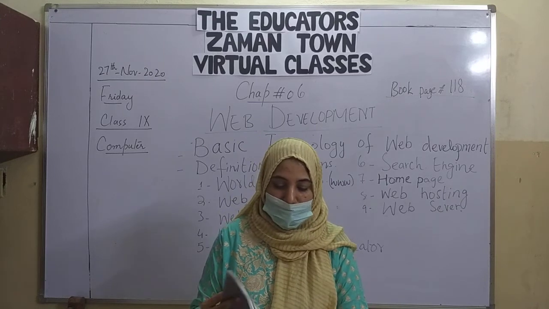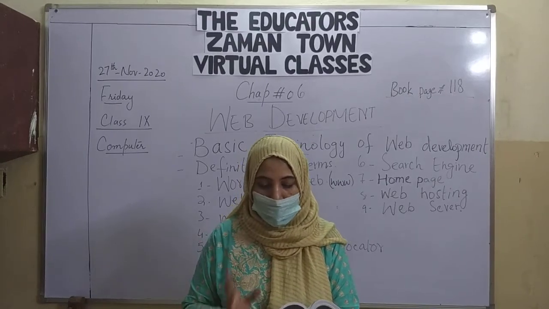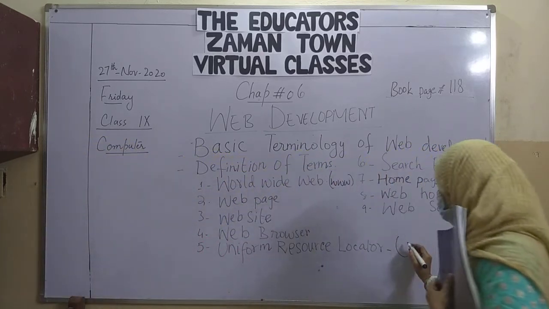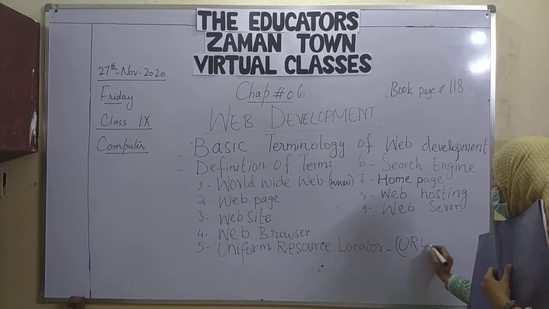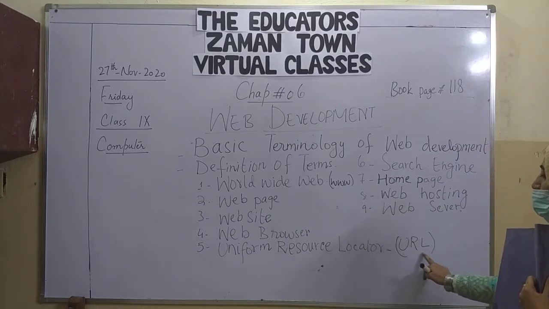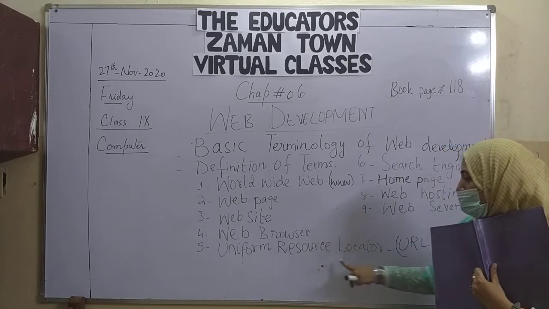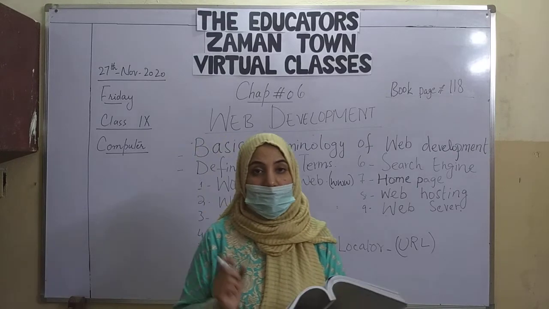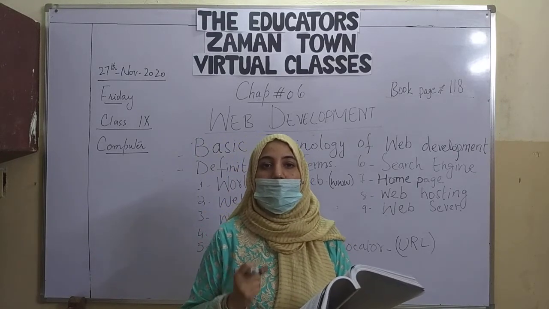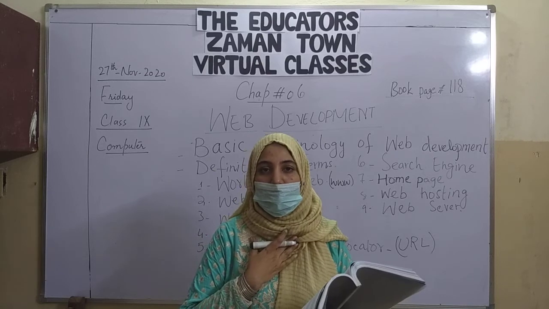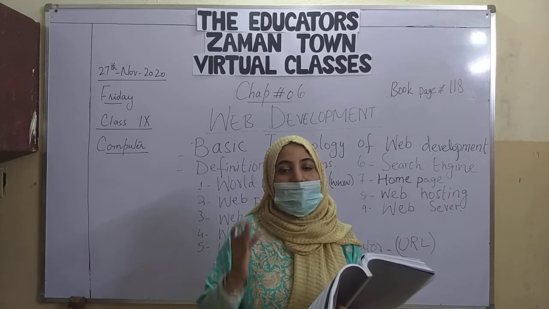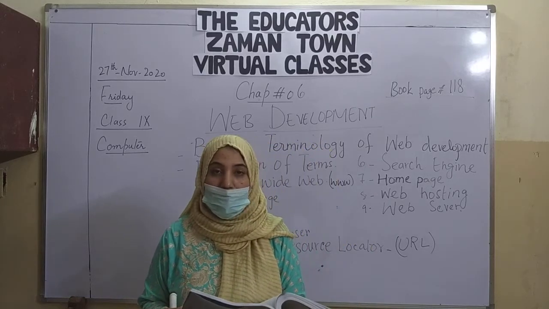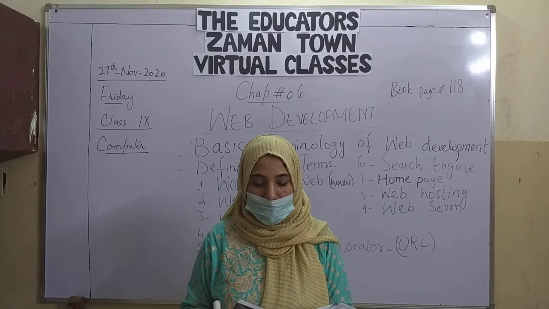After this, we have the Uniform Resource Locator, also known as URL. The full form of URL is Uniform Resource Locator. This is used to load any website from the main server. The main server has many websites. If I want to search any website, the main web server responds to my request. The uniform resource locator is the address of a resource on the internet.